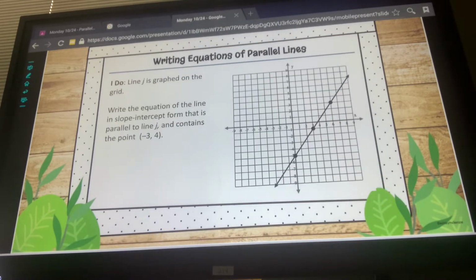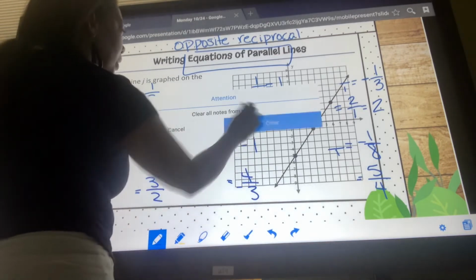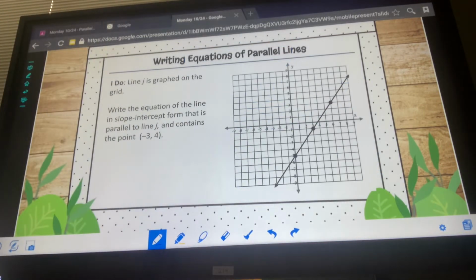All right, now let's do some examples. So your homework, not quite. Homework is the next one.